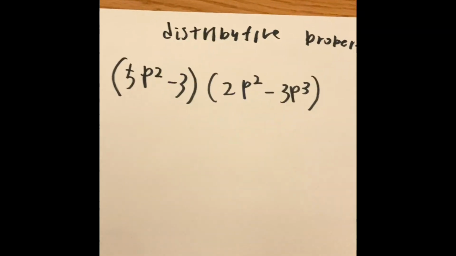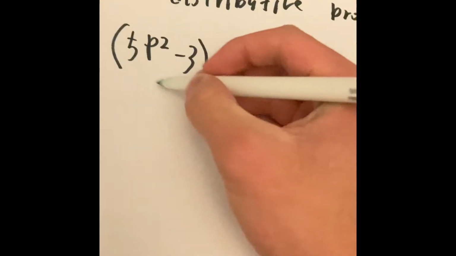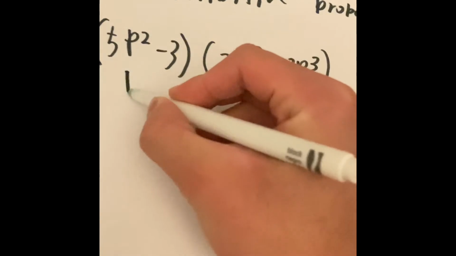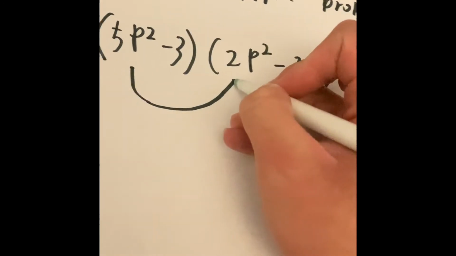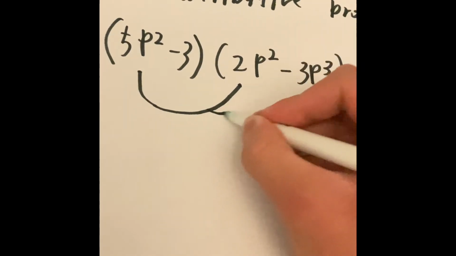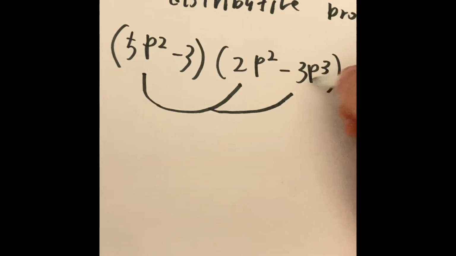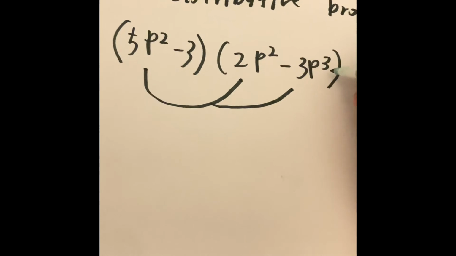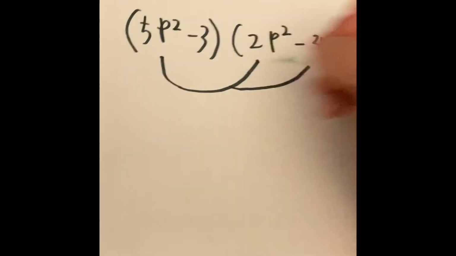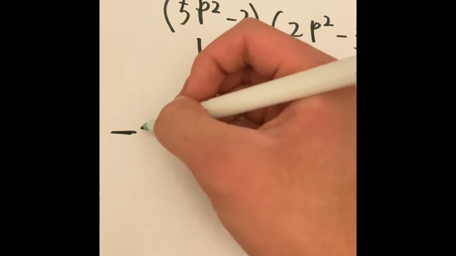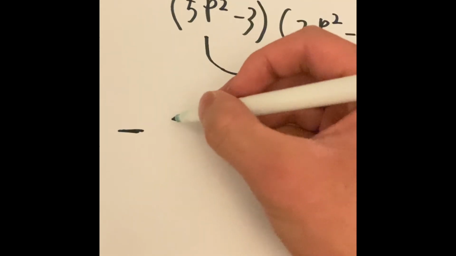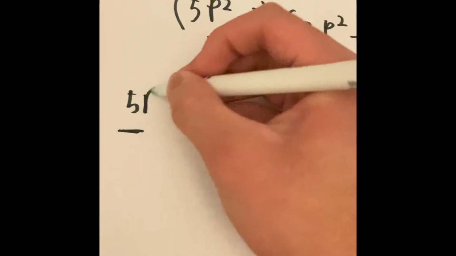Here's an example. We have to do 5p squared multiplied by 2p squared, and also multiplied by negative 3p to the power of 3. We'll get a new expression right here, when we have 5p squared.